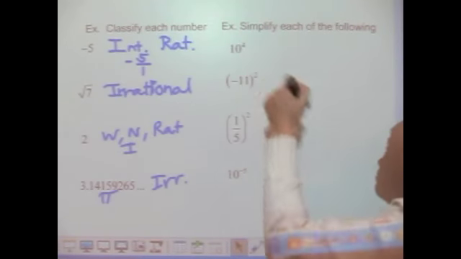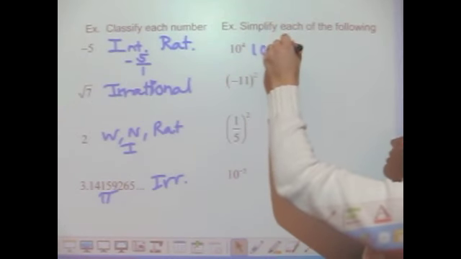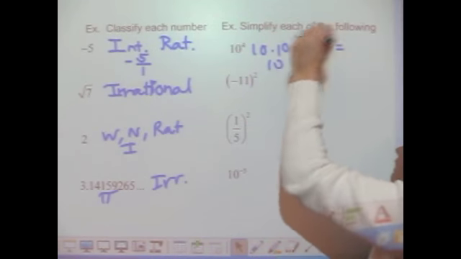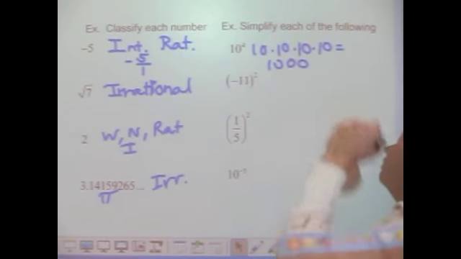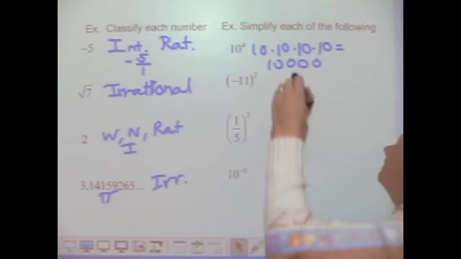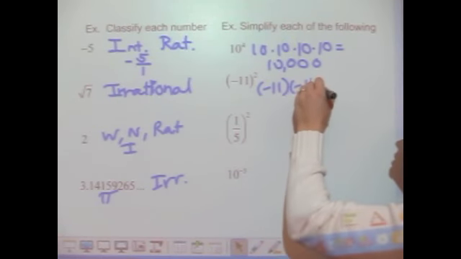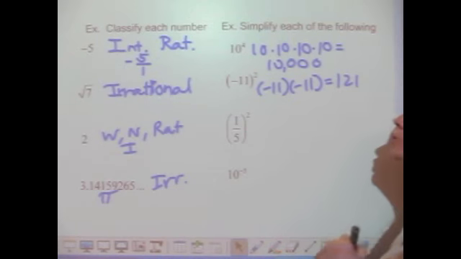10 to the 4th power. Remember, that means 10 times 10 times 10 times 10. That's 10 with 1, 2, 3... Well, it's 1 with 1, 2, 3, 4 zeros. 4 zeros. 10,000. Negative 11 squared. Negative 11 times negative 11, positive 121.